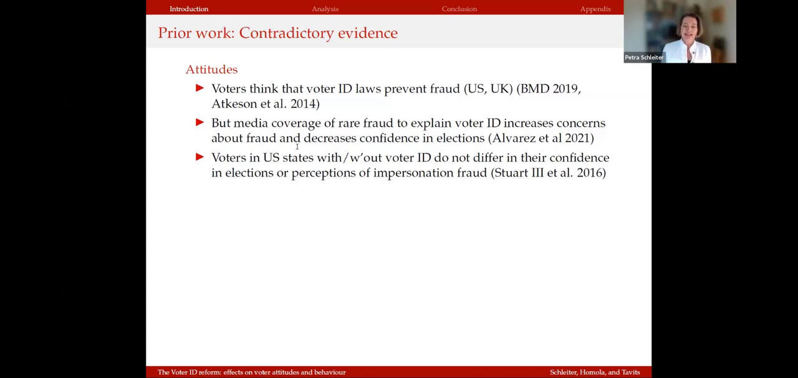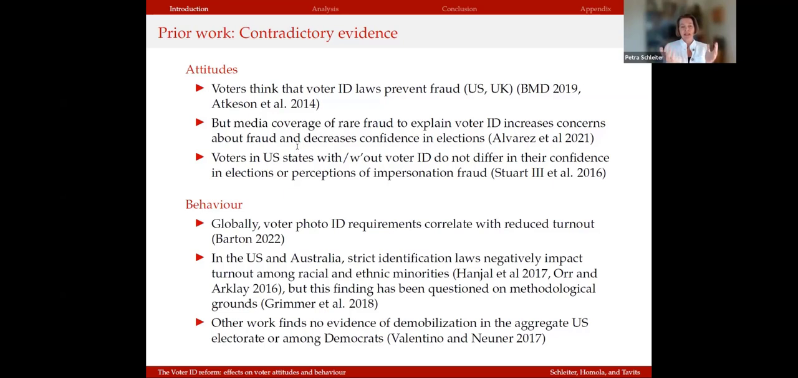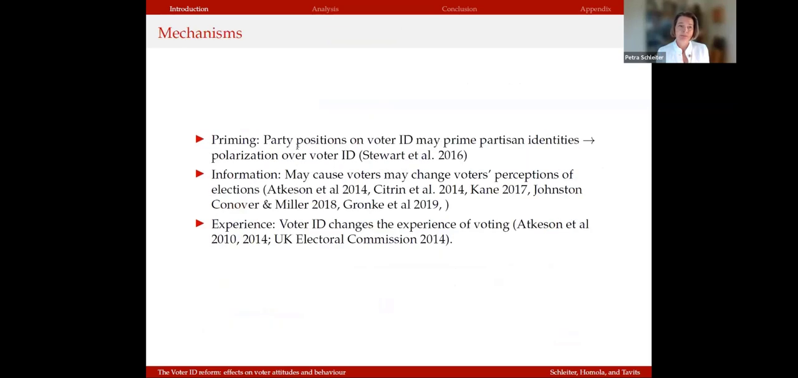And we know that in the US, voters in states with and without voter ID do not differ in their confidence in elections or perceptions of impersonation fraud, which is really interesting. When it comes to behavior, we know that globally, photo voter ID requirements correlate with reduced turnout, but that's a correlation only. We've got some research in the US and Australia, which suggests that voter ID negatively impacts turnout among racial and ethnic minorities, but that research has been questioned on methodological grounds. Other work, however, finds no evidence of demobilization in the aggregate US electorate or amongst Democrats.